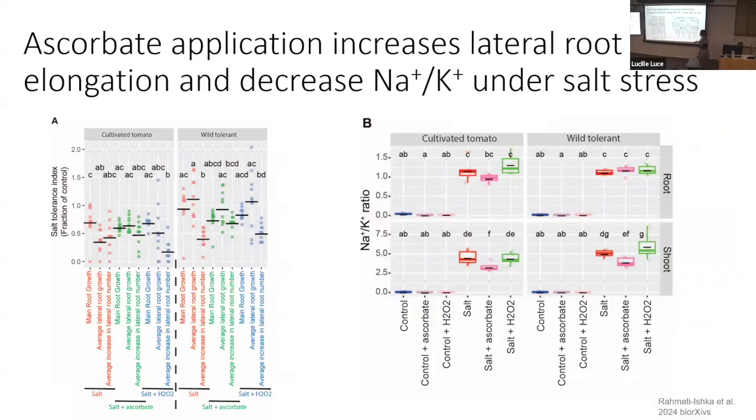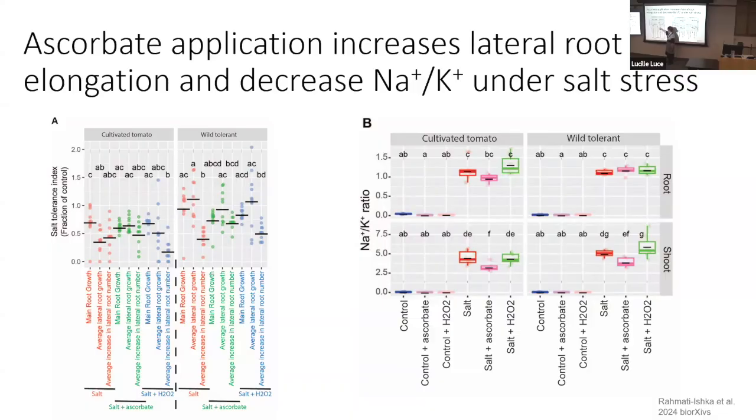And then what we also did, this is another complicated graph, is we also grew the plants with ascorbate and with H2O2. So let's have a look at the salt stress. So the red dots, and we've got the main root growth rate, average lateral root growth rate. So how fast is the main root growing? How fast are the lateral roots growing? How quickly are new lateral roots popping up, right? So for this cultivated one, lateral root elongation is suffering more than the number of lateral roots. And in here, we've got an opposite pattern, right? So lateral roots keep on elongating, but the lateral root number is suffering.